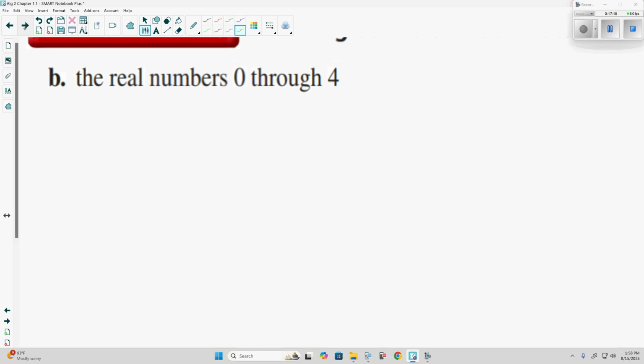B, the set of real numbers, 0 through 4. Unfortunately, this one we can't list out because, as we found out yesterday, the numbers that exist between 0 and 4 is a lot. We're not even going to try to tackle that. Trying to write out the numbers between 0 and 1 is an enormous task, or a Herculean task, let alone 0 to 4. This one we would definitely want to write in set builder notation.